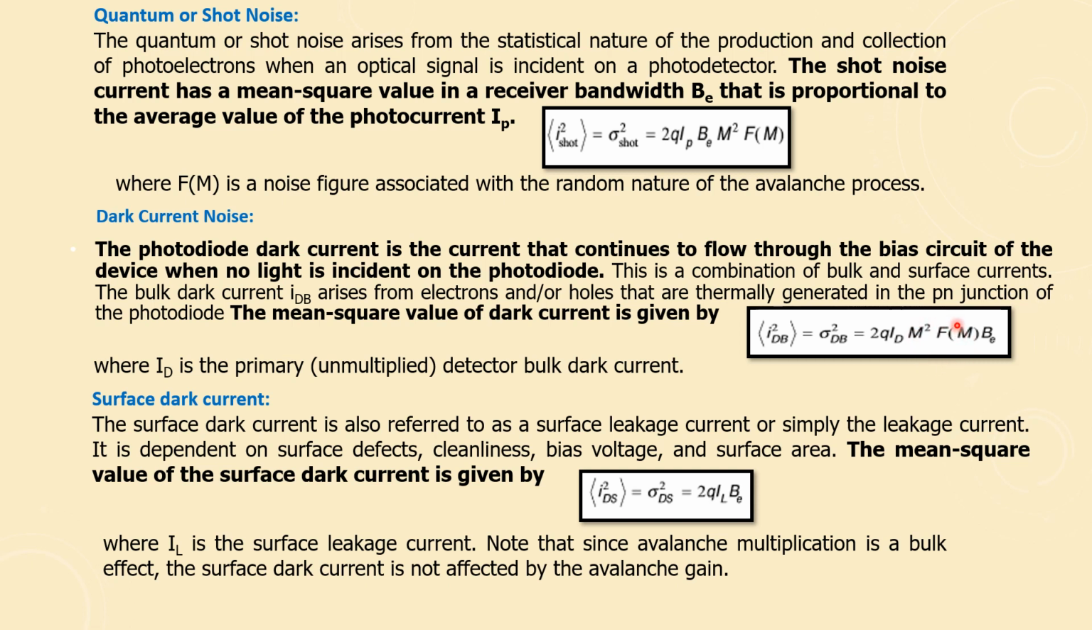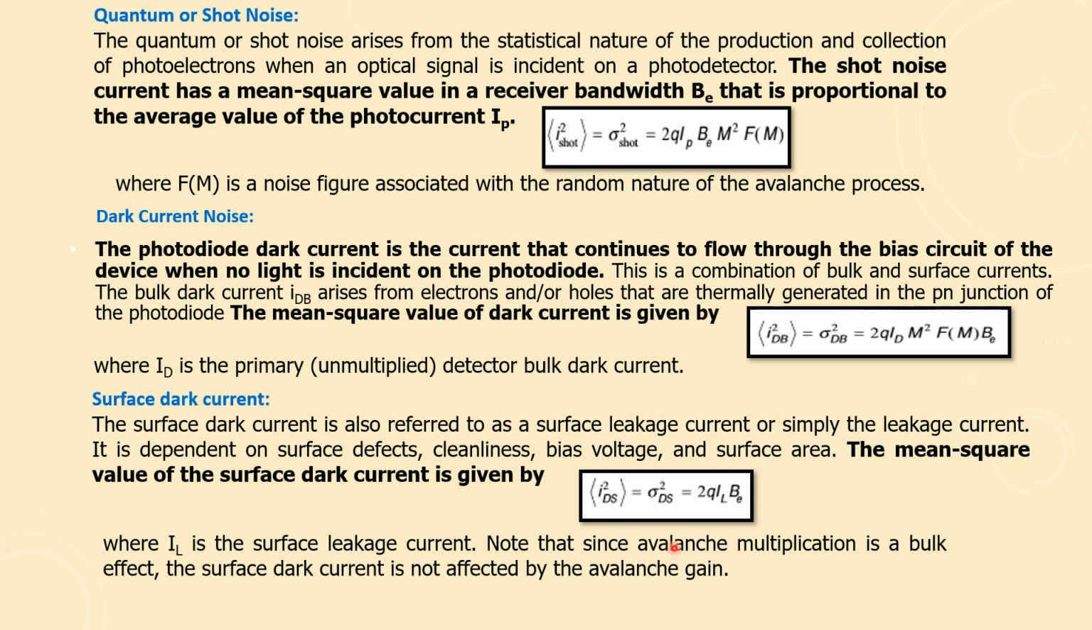Only for the avalanche photodiode do we have to write this. So 2qID into bandwidth. Here we substitute the dark current ID alone instead of the photocurrent, because there it was photo generated carriers, but here it is dark current. So next is the surface dark current, and we can find its mean square value.